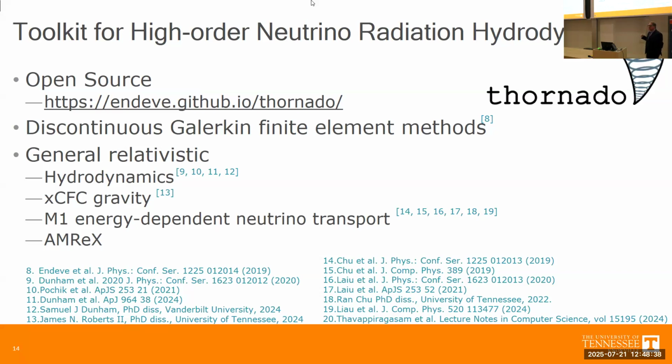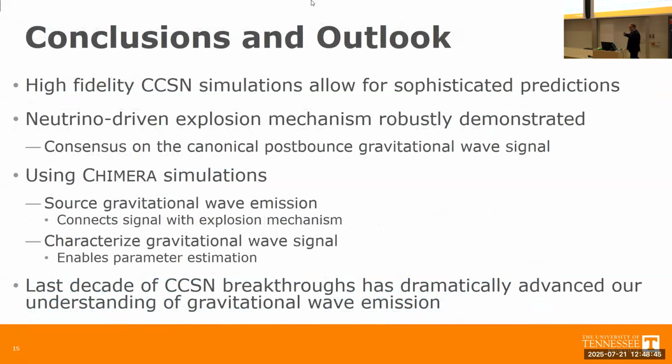So still lots of things to come out of Chimera, but this is where we're heading, recognizing that there is still room for improvement. I just want to conclude by saying, as we've all heard, we're now in the era of really high fidelity core collapse supernova simulations. I think we're now at the point where we can start to make sophisticated predictions using gravitational waves. I think the neutrino-driven mechanism has been robustly demonstrated, as we saw, and this signal is being seen by every group, the general features that I was mentioning.